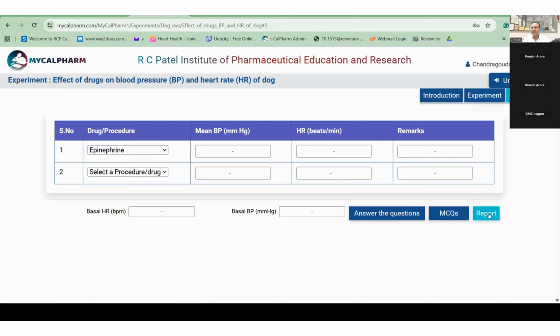And then ultimately, a report will be created. When the student performs this experiment, whatever steps he has taken, whatever answers he has given, whatever details he has understood from the experiment, everything is created in a consolidated report using this particular button which has been given to us. So like this, more than 45 experiments have been created in this very powerful tool of MyCalPharm. Okay. Let's shift to one more experiment now.